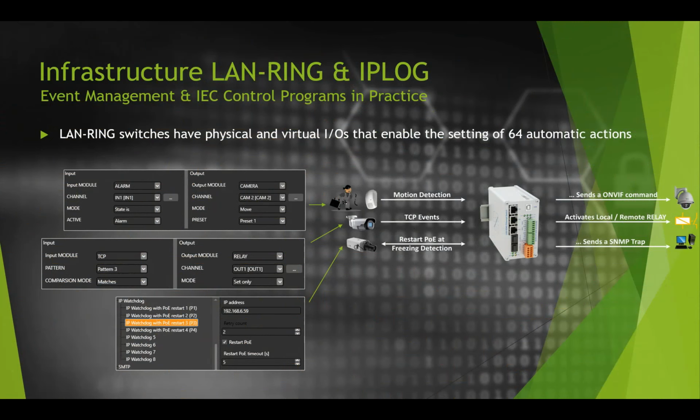By automatic action we basically mean a simple reaction of the output to the input. The scenario can be, for example, that motion detection on a PIR sensor connected to a switch can cause a camera to rotate or a relay to switch. An increase in the measured temperature causes an SNMP trap to be sent. A camera not responding to ARP queries is automatically restarted with the help of an IP watchdog, and so on.